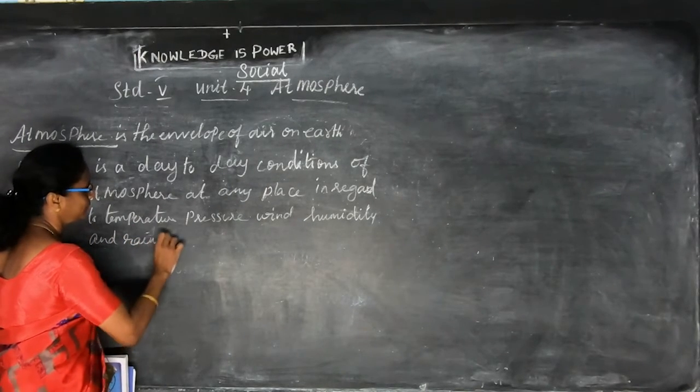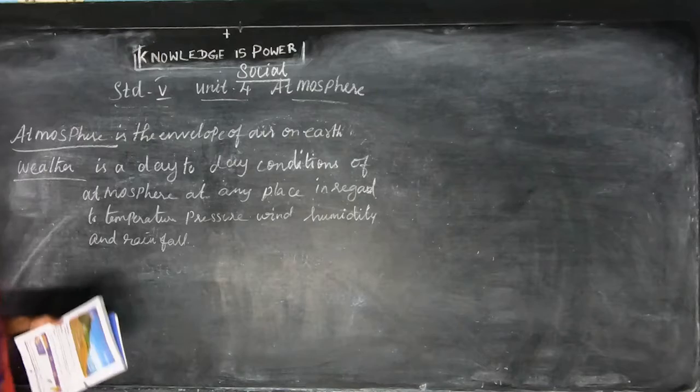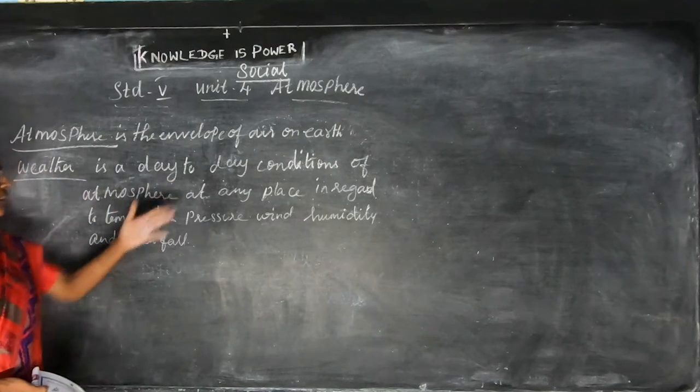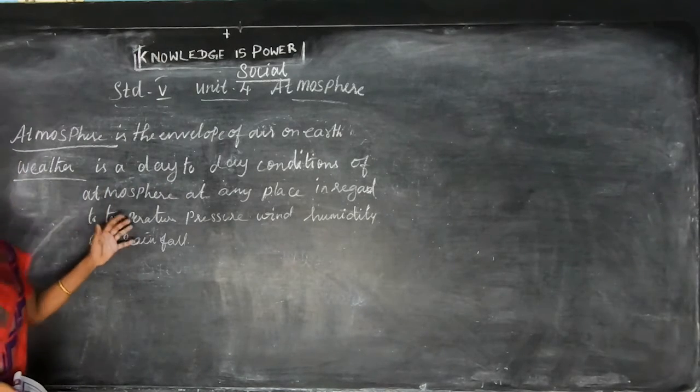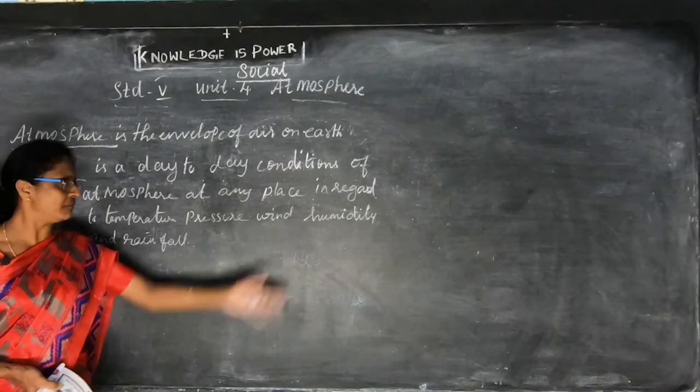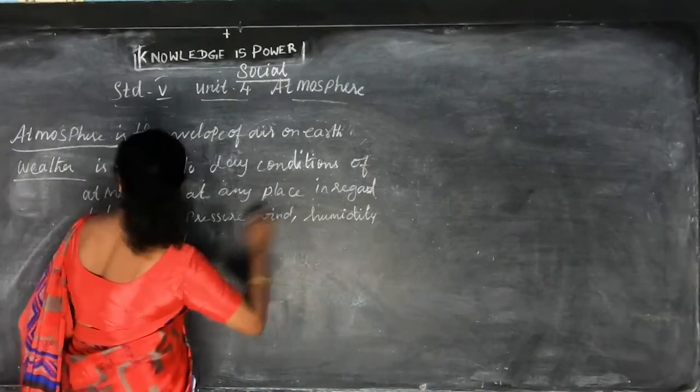Okay. So these are the weather conditions. Weather is the day-to-day condition of a particular place, any place, in regard to temperature, pressure, wind, humidity and rainfall.